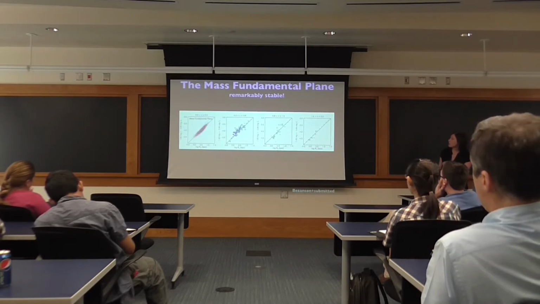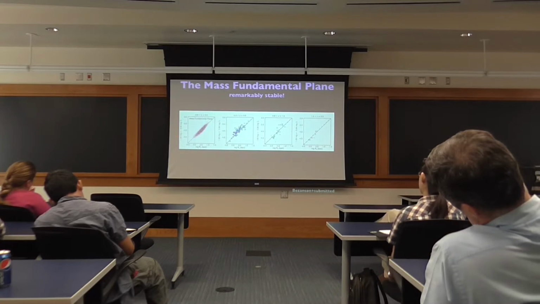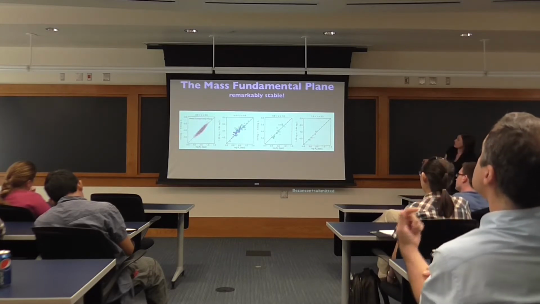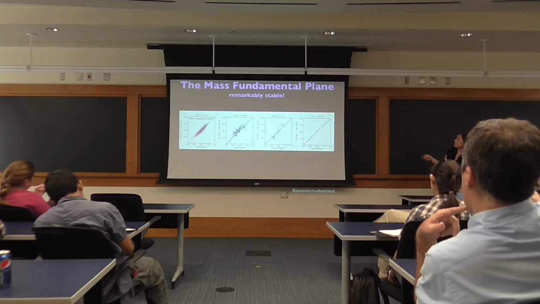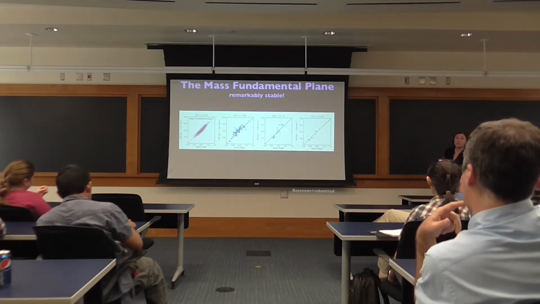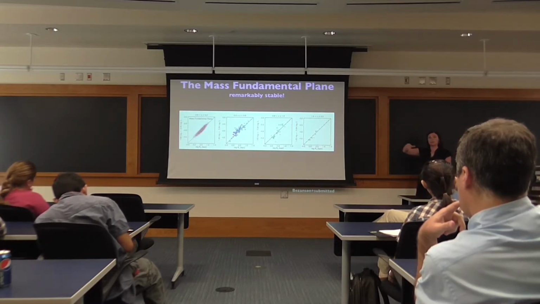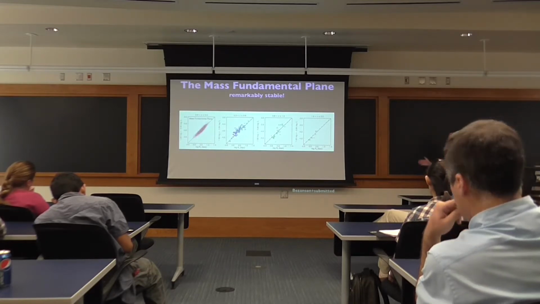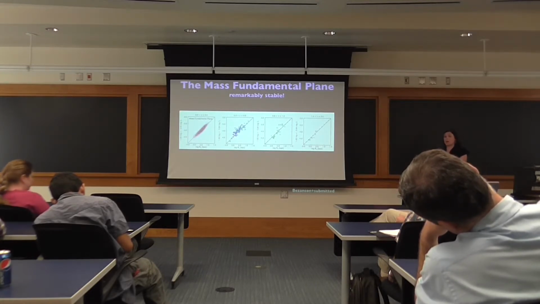So here in projection, you can see this really dramatically. Here's the mass fundamental plane, low redshift, high redshift. And this is really remarkably stable relative to what we saw, where the luminosity fundamental plane was, in a sense, in place at high redshift, but there was this zero-point evolution.